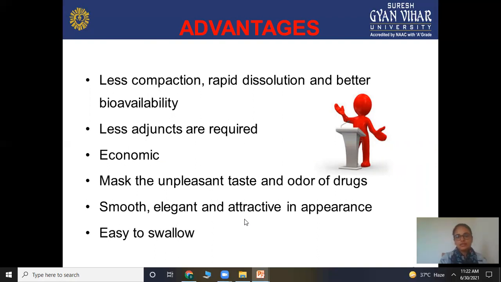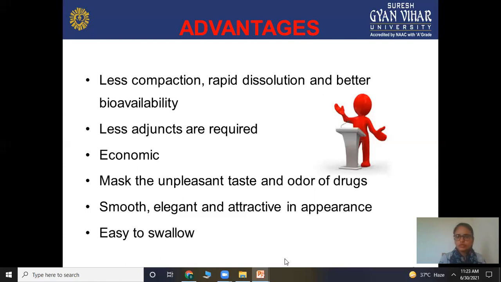Next, less adjustment is required. No adjustment properties are required in the capsule. It can be easily manufactured. Next, it is economical and a good formulation because it's cheap and doesn't require too much cost. So economically, this capsule is also a very good formulation. Next, it masks the unpleasant taste and odor of the drug.